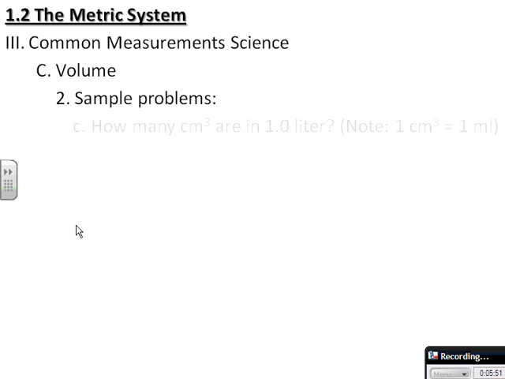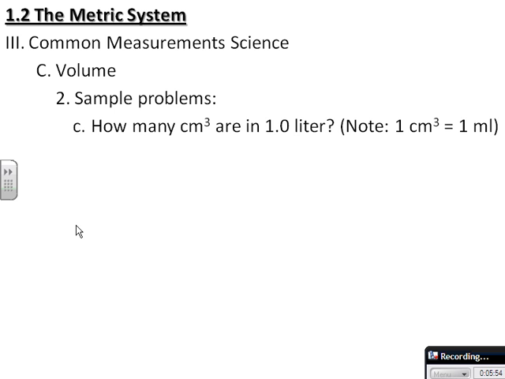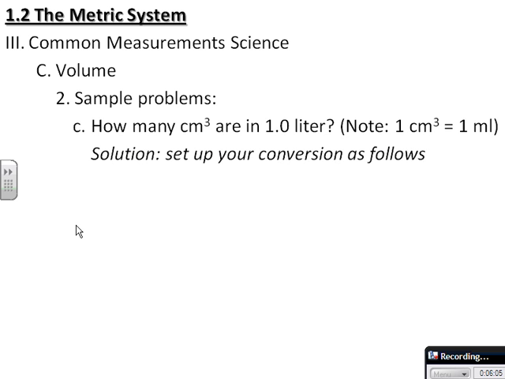Here's another sample problem. How many cubic centimeters are in 1 liter? Note, I gave you the conversion factor here: 1 cubic centimeter is equal to 1 milliliter. So here is how we would set this up. We want to take the given value, which is 1 liter, and put that over 1. Now we want to start multiplying it by our conversion factors. The conversion factor we're given is 1 cubic centimeter is 1 milliliter. Well, we're not working with milliliters yet, so that's what we need to do first.